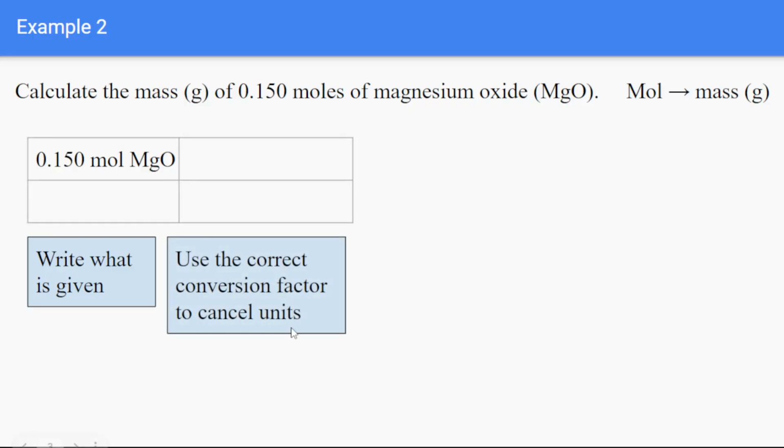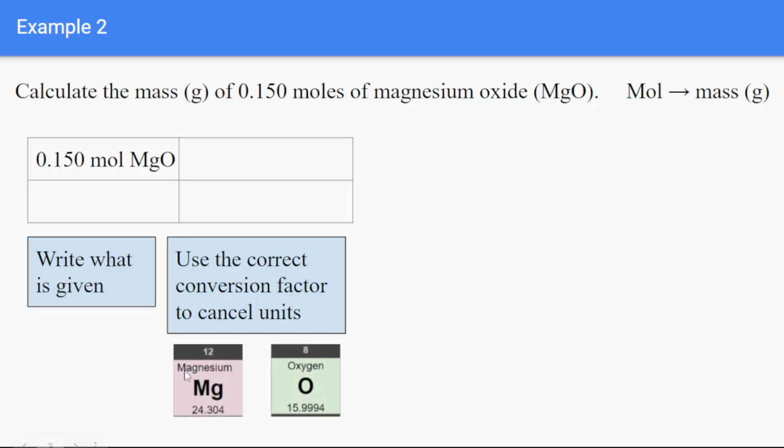And then we need the correct conversion factor. Since we're going moles to mass, we need molar mass. That's the mass of 1 magnesium and 1 oxygen. Add those together, and you get 40.3034 grams of magnesium oxide. So we have moles on top. That means we need moles on bottom. Cancel our units. Looks like we're doing this right.